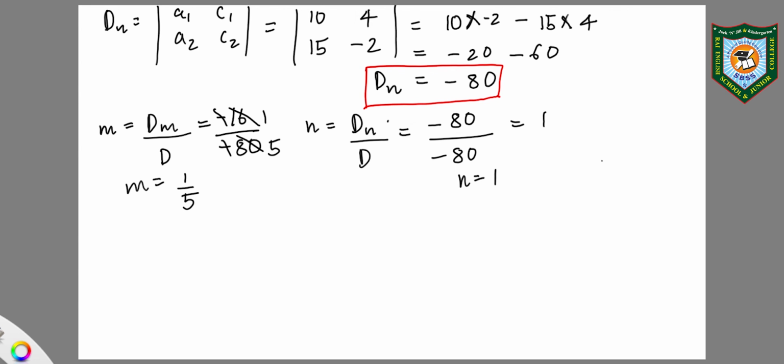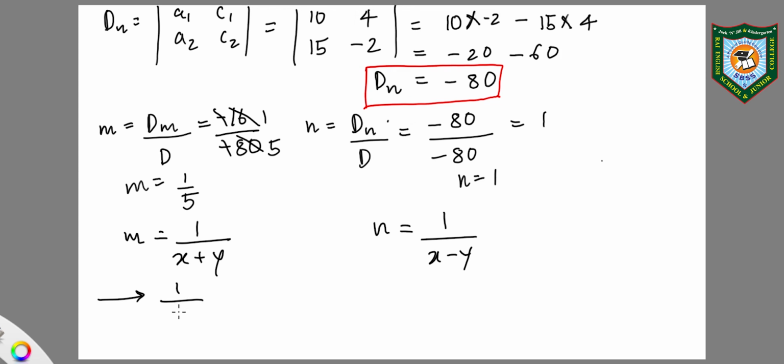Now m is equal to 1 by 5, but m was also equal to, from our question, 1 upon x plus y, and n was equal to 1 upon x minus y. So this implies 1 upon x plus y is equal to 1 by 5, and 1 upon x minus y is equal to 1. When we solve this, I get x plus y is equal to 5. This is my equation number 4, and x minus y is equal to 1. This is my equation number 5.